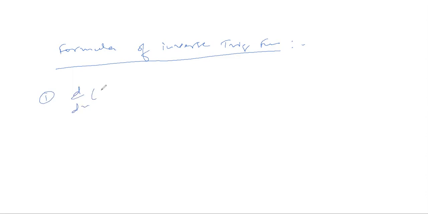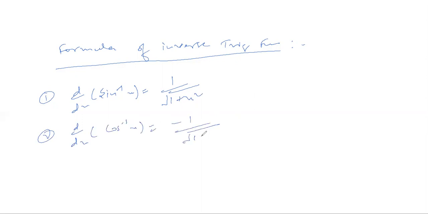Formulas of inverse trigonometric functions. Like we are given, first of all, suppose d by dx of sin inverse x. So its derivative is 1 upon under root 1 plus x square. Then d by dx of cos inverse x will be minus 1 upon under root 1 plus x square. Then d by dx of tan inverse x is equal to 1 upon 1 plus x square. Okay.